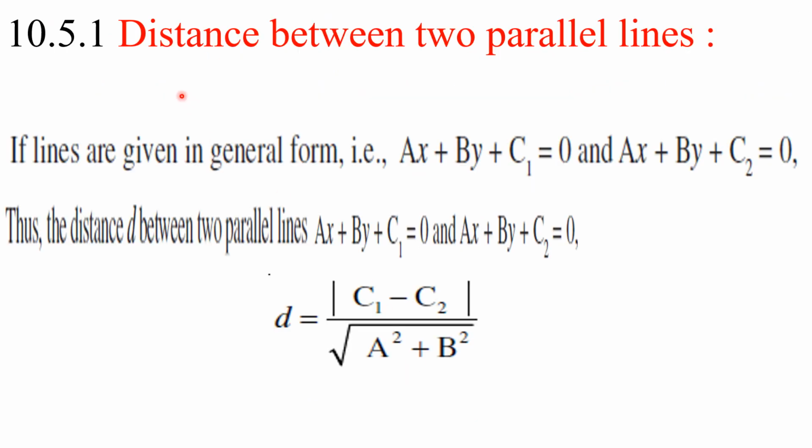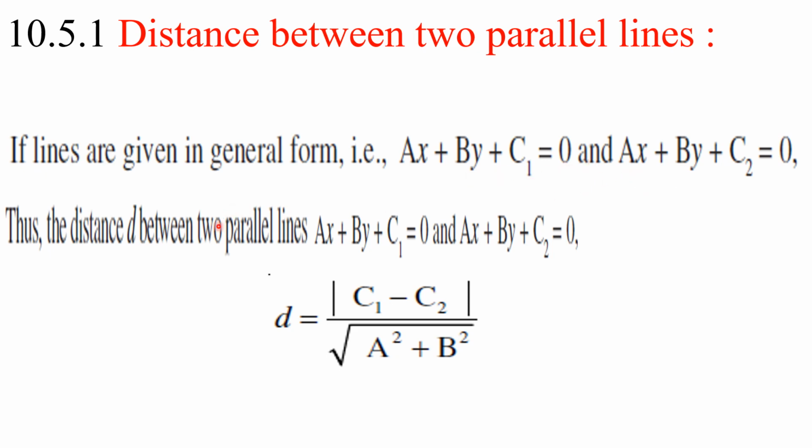Right. Now come to the last point, that is the distance between two parallel lines. Okay, my children. If lines are given in the general form, that is ax plus by plus c1 is equal to 0 and ax plus by plus c2 is equal to 0. Observe these two equations, my children. If you observe, the x terms are the same and the y terms are the same. In the general equation of two lines, if the x terms and y terms are identical, then the two lines are said to be parallel lines.